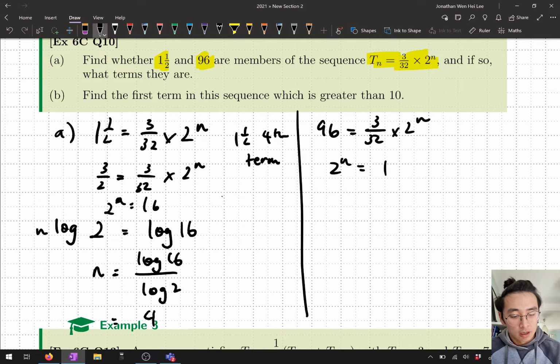Yes, that is correct. Okay. So here, wait, nope, it's not correct. I think I got that wrong. Oh, that's 32 squared. Yeah, there we go. Okay, cool. So we've got 2 to the power n is 32 squared.